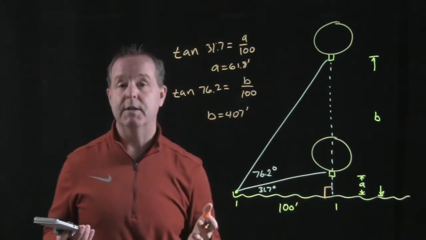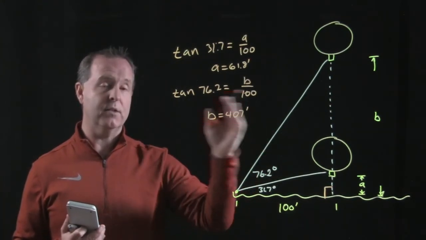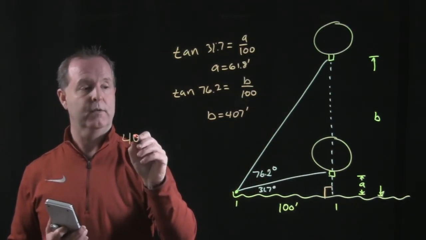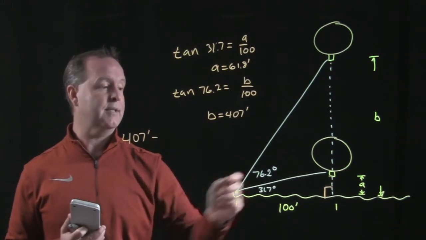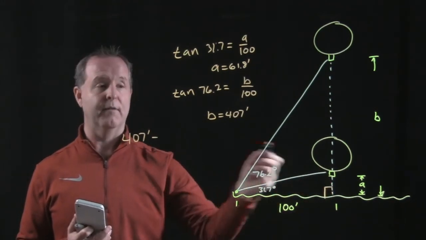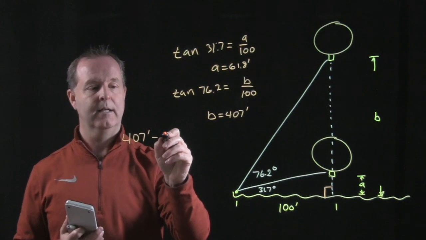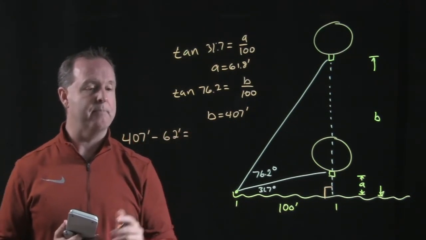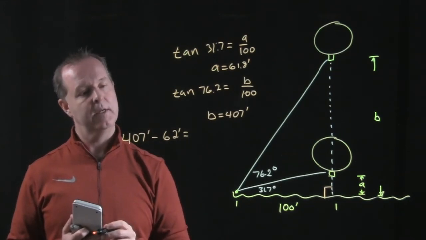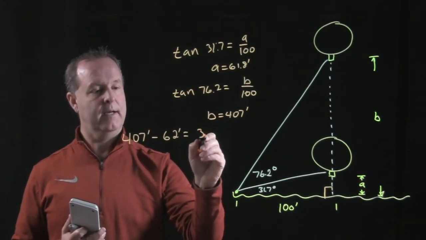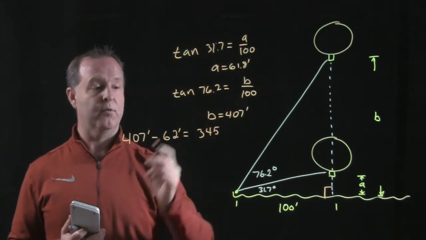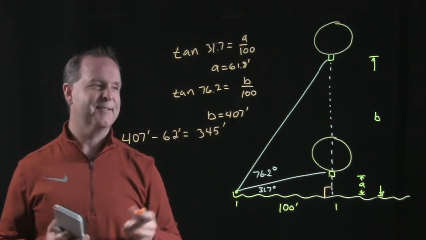So the question is how much did I travel vertically between the two observations? Well, I'm going to take the height, which was my second observation, which is 407 feet, and subtract from it this first observation, which was roughly 61.8. Let's round off to 62 for fun. And so the height I've climbed in that minute then would be the subtraction of those, which is what, 345? 345 feet. These are kind of fun.